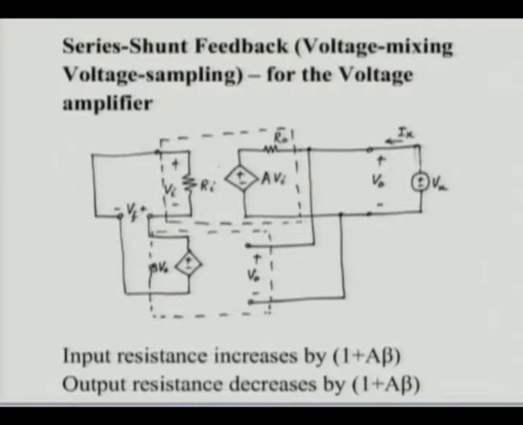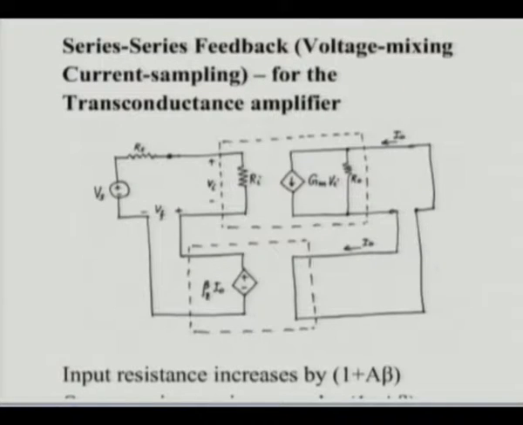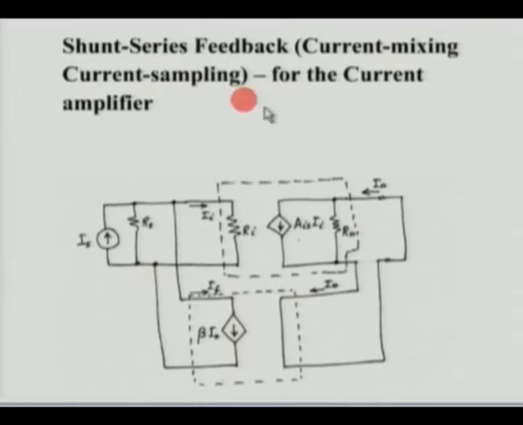We know that we get a series connection only when we have a voltage there. So, whenever you have a series connection at the input, resistance would go up by 1 plus A beta. Whenever you have a shunt connection at the input, resistance would go down by 1 plus A beta. So, the same thing you could apply to the output also. Now, let us quickly look at the other amplifiers also.